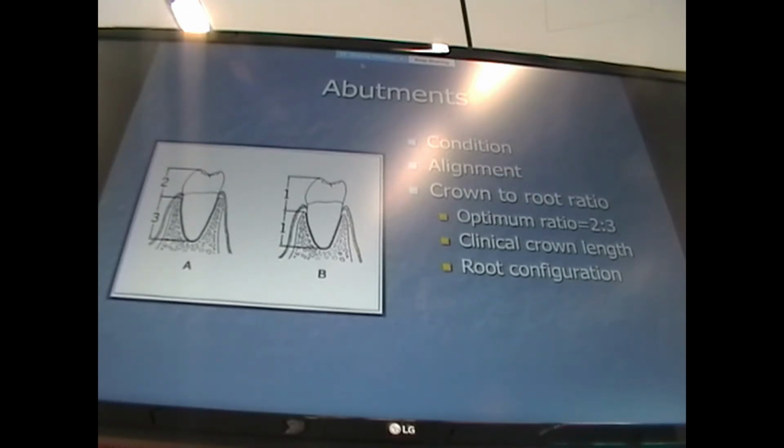So what type of configuration? If you have a well-rounded root that looks like an inverted ice cream cone, that's not ideal. If you have a big fat root with splayed roots, that is more resistant to occlusal load. Are they aligned in a proper relationship? Or do you have to compensate for tilting or angulation of the abutments?